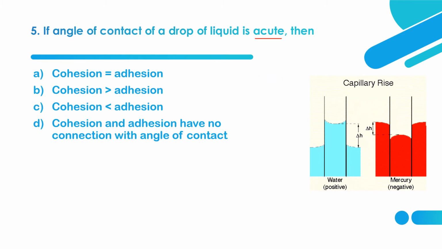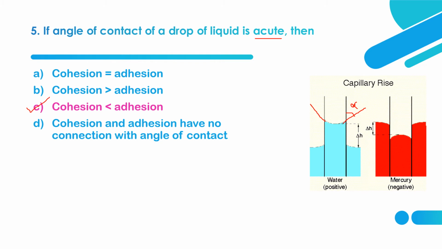So when the angle of contact of a drop of liquid is acute, what is acute? It is less than 90 degrees. You can refer to this diagram also to get an idea. What is the correct option? Option C. Cohesion is less than adhesion. So this is the contact angle.